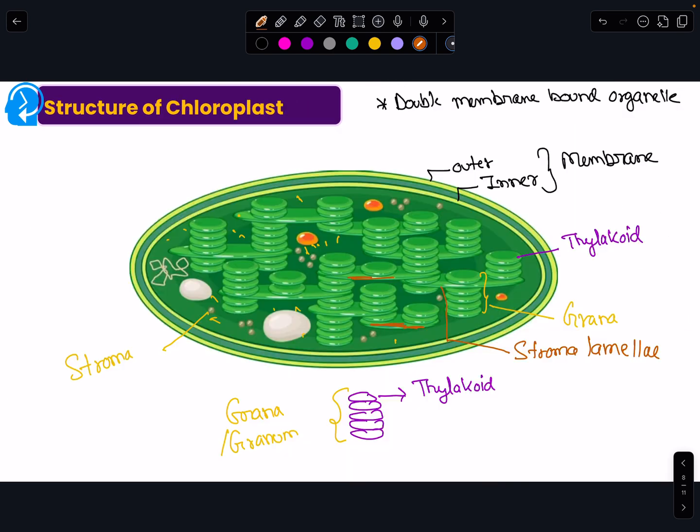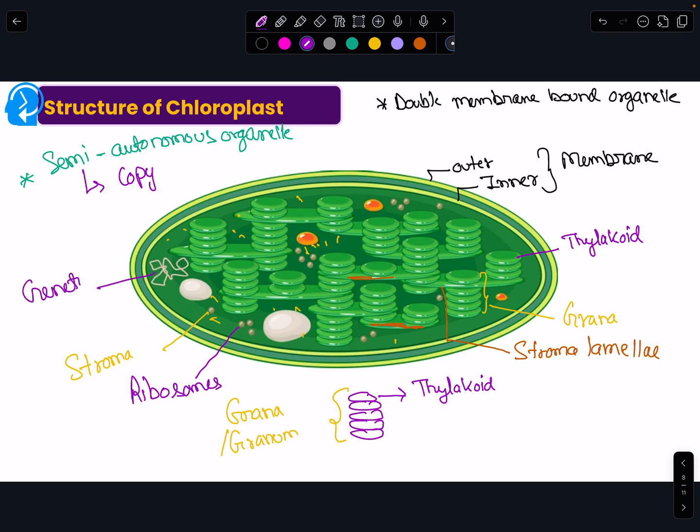Now, moving ahead, one more thing. In the lower grades, we already studied that the chloroplast is a semi-autonomous organelle. What is the meaning of semi-autonomous organelle? It means it can make a copy of itself. And why can it make a copy of itself? Because it has two major components. One is the protein synthesizing machinery, that is the ribosomes, and it also has its own genetic material. So with the help of its own genetic material and its ribosomes, it can make a copy of itself, and that's the reason we call it a semi-autonomous organelle.